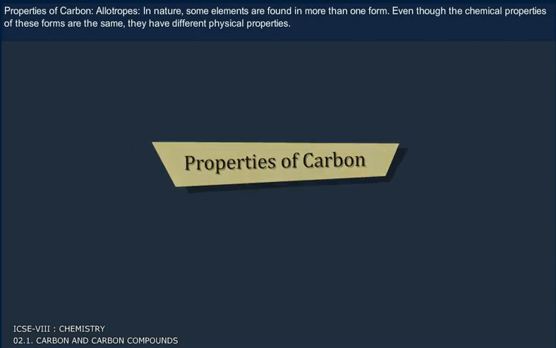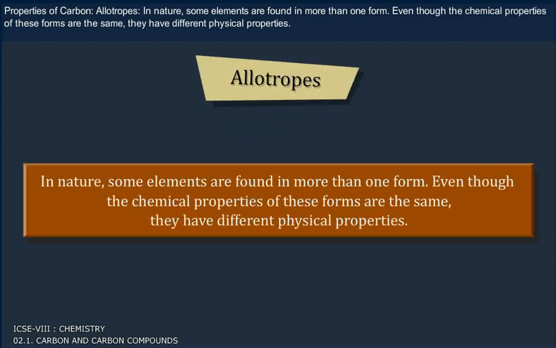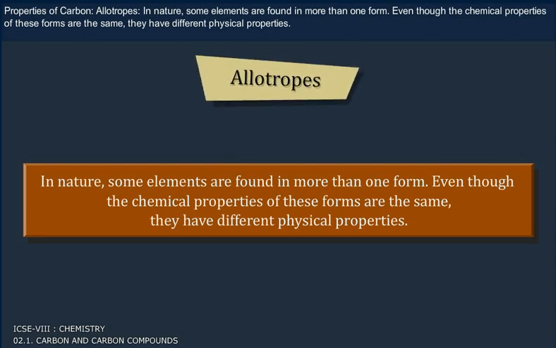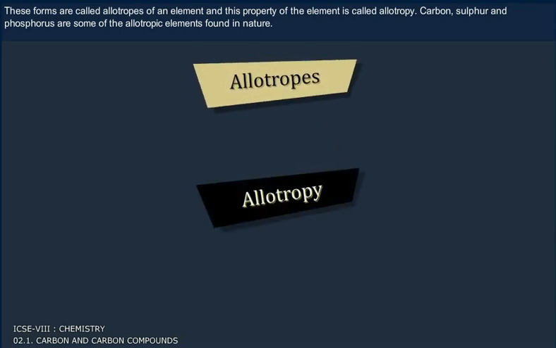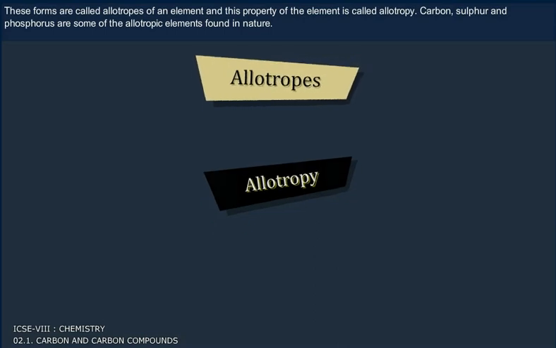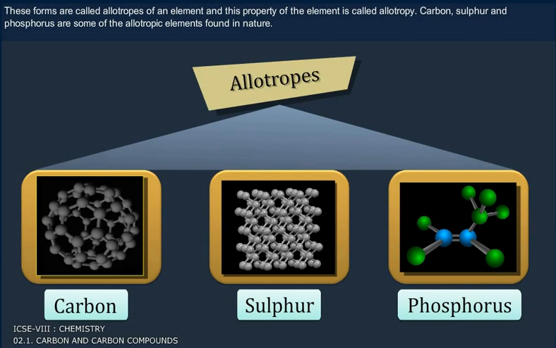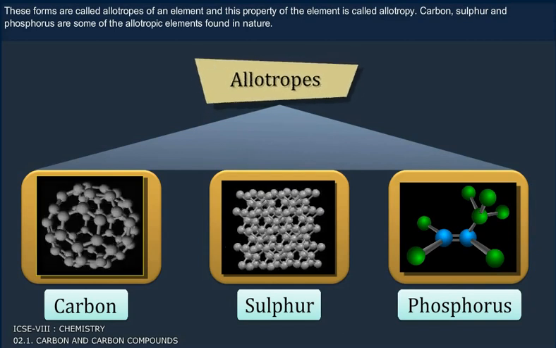Properties of carbon. Allotropes. In nature, some elements are found in more than one form, even though the chemical properties of these forms are the same. They have different physical properties. These forms are called allotropes of an element, and this property of the element is called allotropy. Carbon, sulfur, and phosphorus are some of the allotropic elements found in nature.